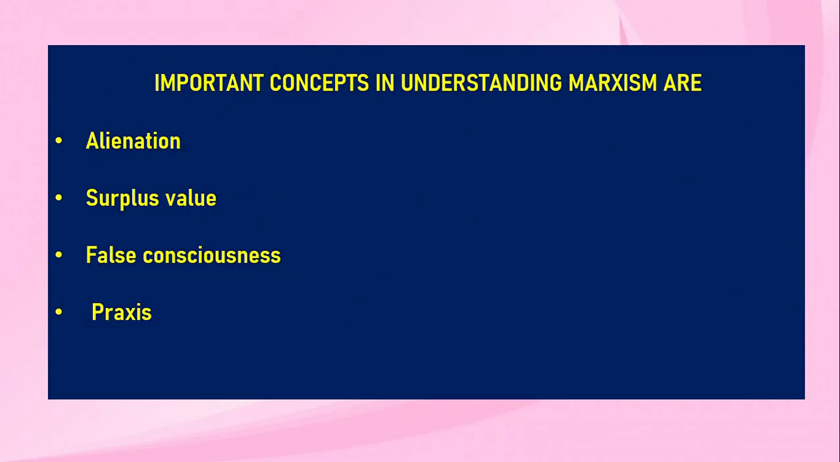So to further understand the concepts of Marxism, here are some important concepts: alienation, surplus value, false consciousness, and praxis. We are going to understand these terms on the following slides.